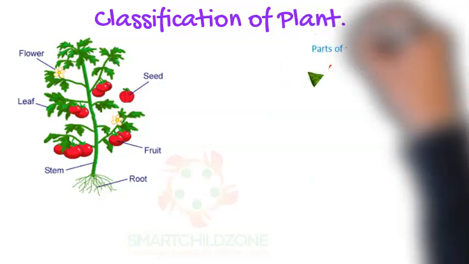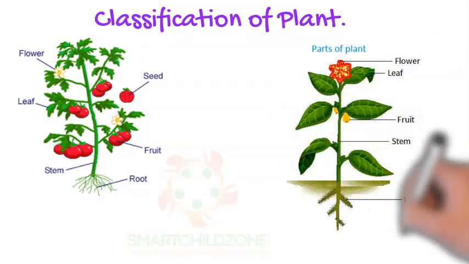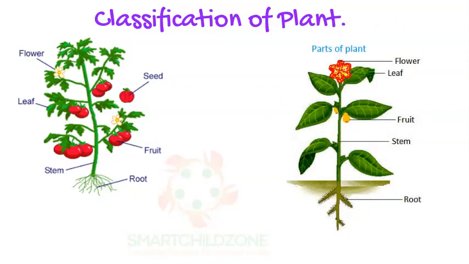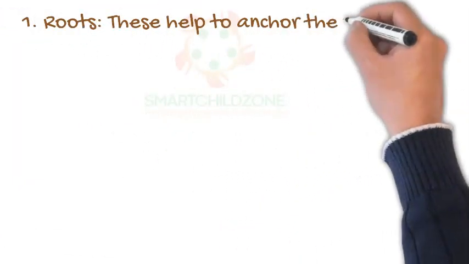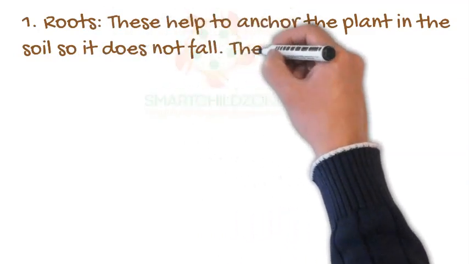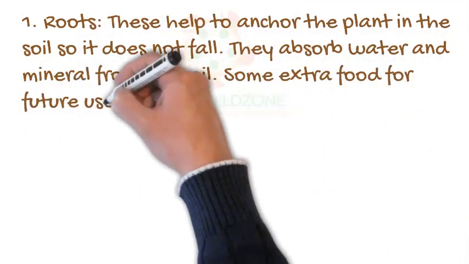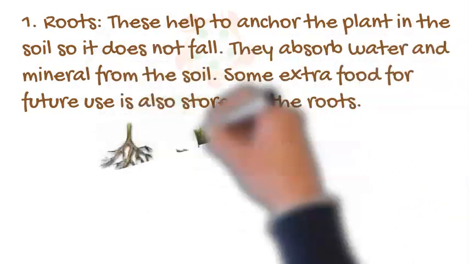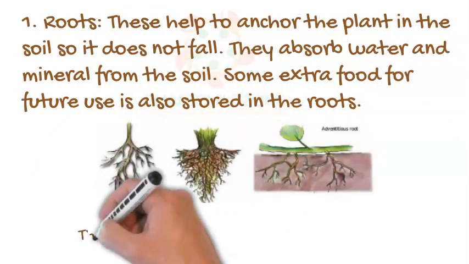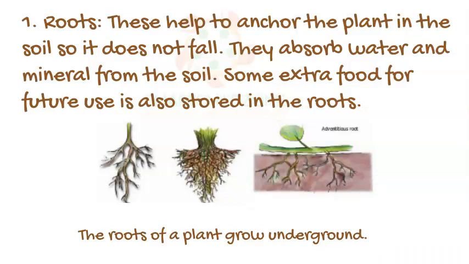Classification of plant. 1. Roots. These help to anchor the plant in the soil so it does not fall. They absorb water and minerals from the soil. Some extra food for future use is also stored in the roots. The roots of a plant grow underground.